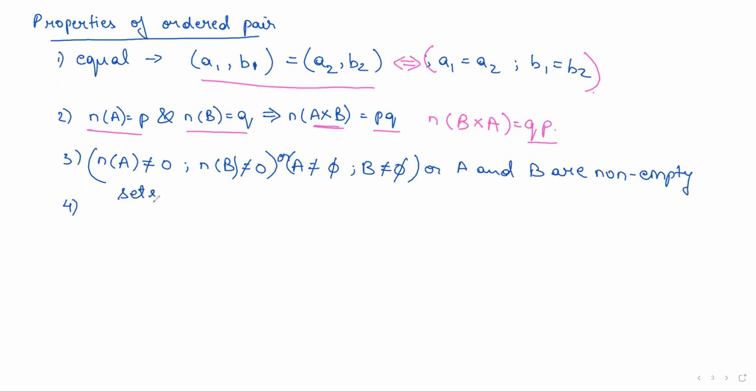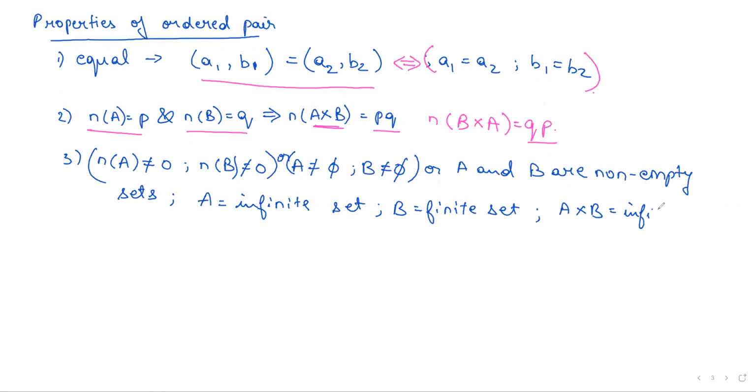So if you have two sets which are non-empty, and if either of the two sets is infinite in nature, for example A is an infinite set and B is a finite set, then A cross B will be an infinite set. So will B cross A. B cross A will also be an infinite set.